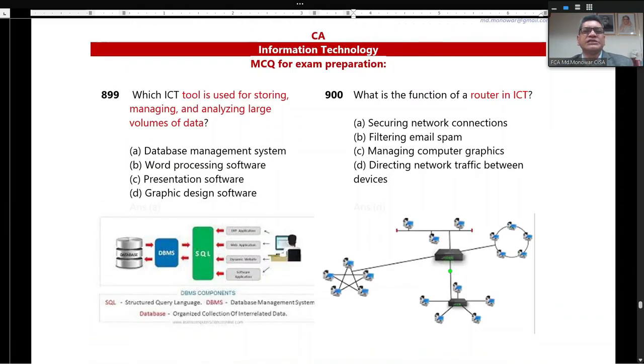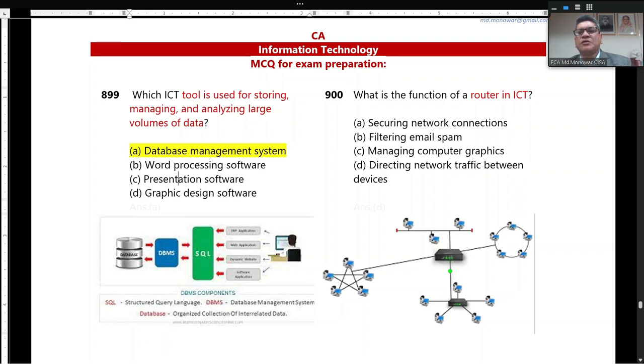Which ICT tool is used to storing, managing and analyze large volume data? Database management system. So database management system ekhane large volume of data ke analyze kora hoy, store kora hoy, rakha hoy ebong shongrokkhon kora. Answer A, database management system.